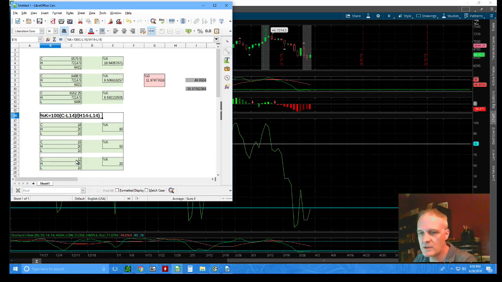Conversely, if the close is 12, so it's closer to the low than it is to the high, then our percent K is 20. So that would be somewhere down here. And of course, if the close is halfway between them, it's 15, or 50 percent rather, and that would be somewhere right around here.